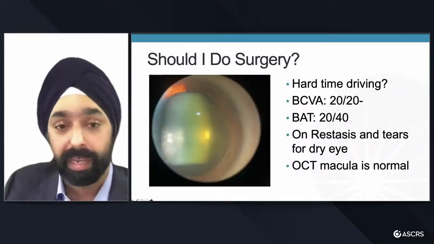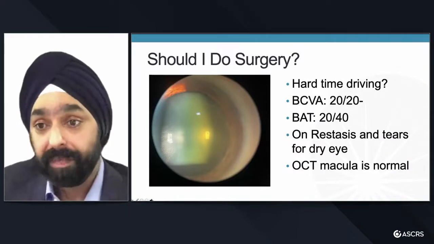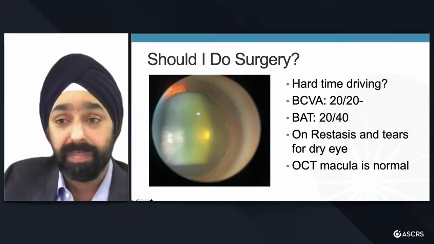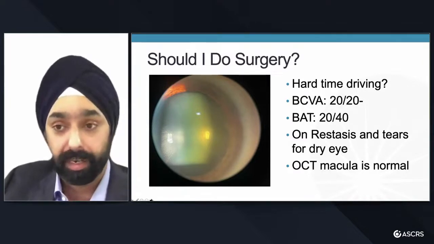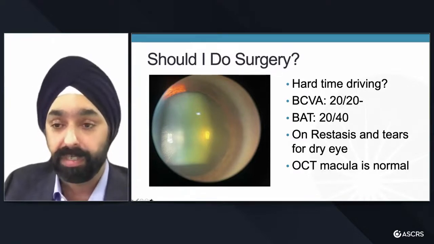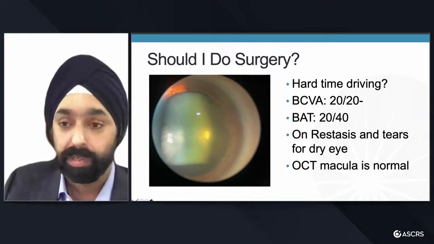Another couple of cases real quick. What do we do if I have a patient with early cataract? 20/20 vision. Glare drops it to 20/40. Patient had a history of ocular surface disease on cyclosporine as well as other dry eye treatments. OCT of the macula was normal. So should I do surgery? Is this a dry eye issue? Is the cataract bad enough to warrant surgery?